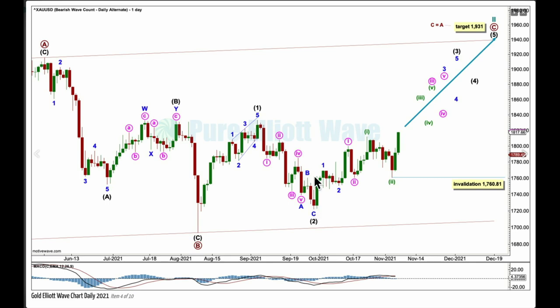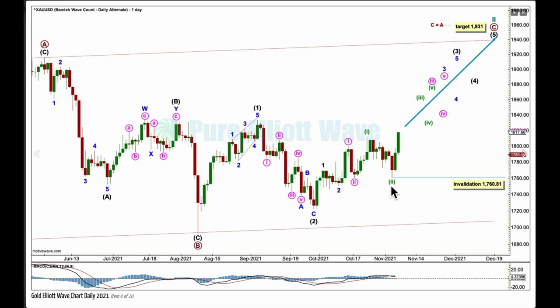We may see minor 1, 2, then 1 degree lower, minute 1, 2, 1 degree lower, minuette 1, 2. The problem is that minuette 2 is longer in duration and takes up more space than minor 2 and minute 2, 1 and 2 degrees higher. The lower degree corrections are getting bigger and taking up more space than the higher degree corrections. Now that sometimes does happen when third waves extend and they start out relatively slowly, so it's absolutely acceptable.